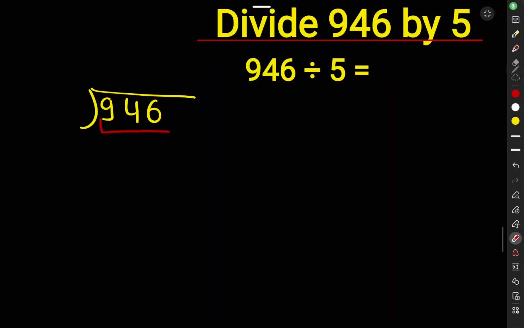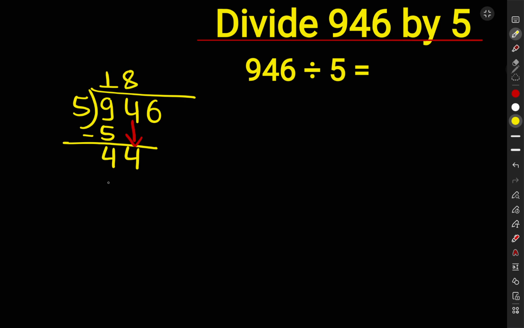Divide 946 by 5 in a long division method. 5 times 1 is 5. On subtracting we get 4. So now we put down this 4 and it is 44.